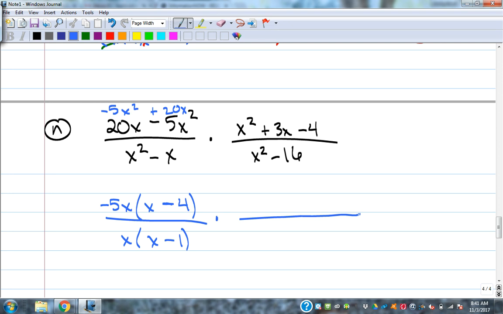Let's factor the other fraction. X squared plus 3x minus 4. What are my factors? X plus 4, x minus 1. What's the denominator factor as?